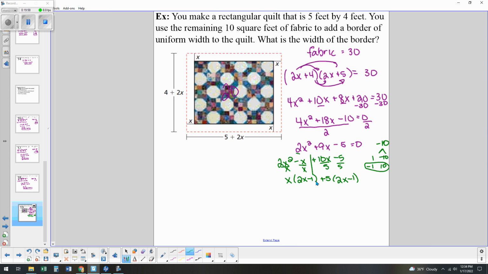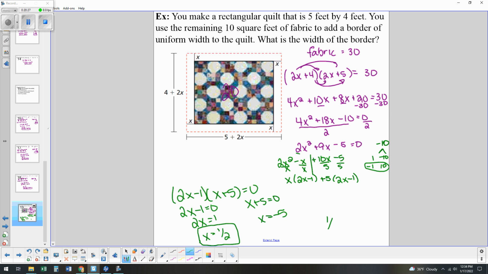Sorry if that got too small. But now I have 2x minus 1 and x plus 5. So if I set each of these equal to 0, add 1. Okay, if I have x plus 5 equals 0, x is negative 5. So since I'm talking about the width of the border, I can't have it be negative 5 feet because that would be insanity. So x will have to be 1/2 of a foot all the way around. And that is the end of solving by square roots and solving by factoring.